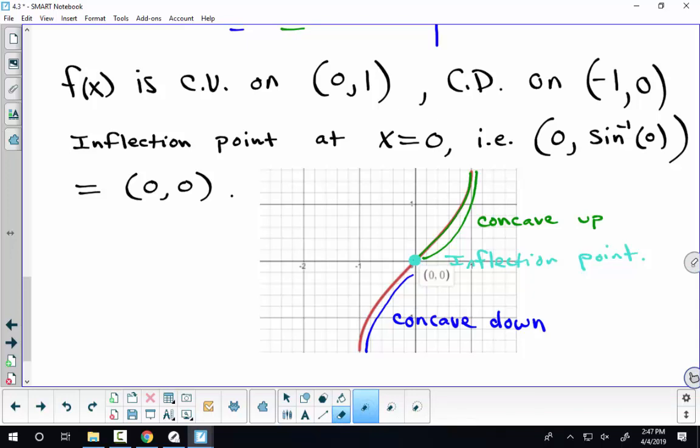Questions at all? Yeah. When we put the second derivative equal to 0, is that always going to be the inflection point? Not always. When the second derivative is equal to 0 or undefined, that will not always be your inflection point. Just like the first derivative, your critical point of the first derivative didn't always correspond to a local minimum or a local maximum. It's the same idea translated to the second derivative.